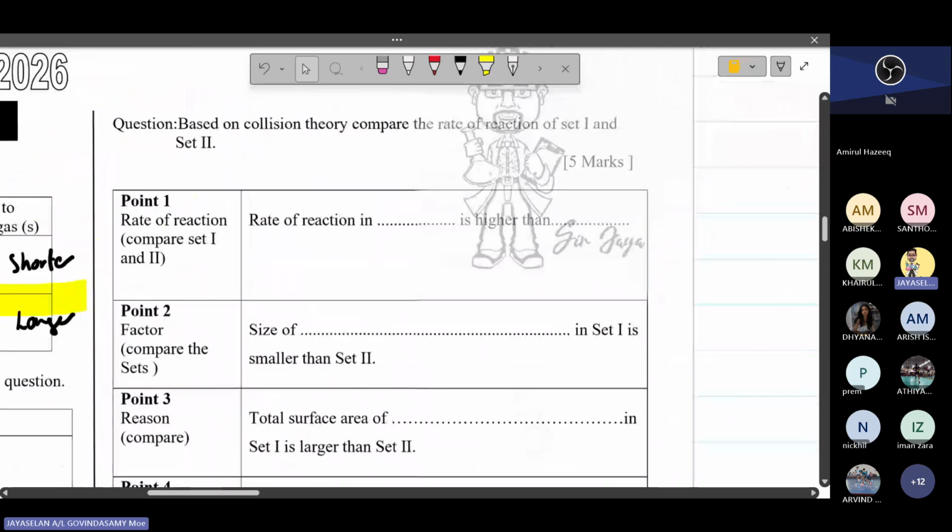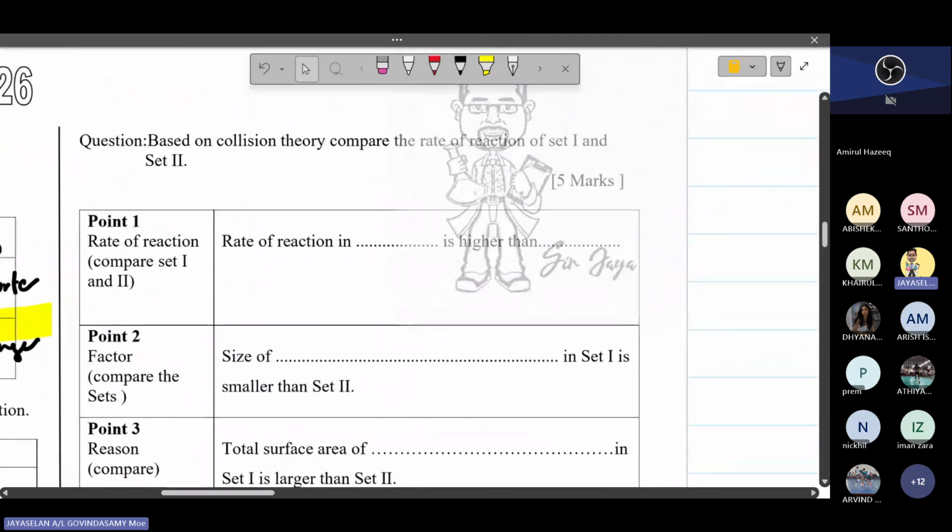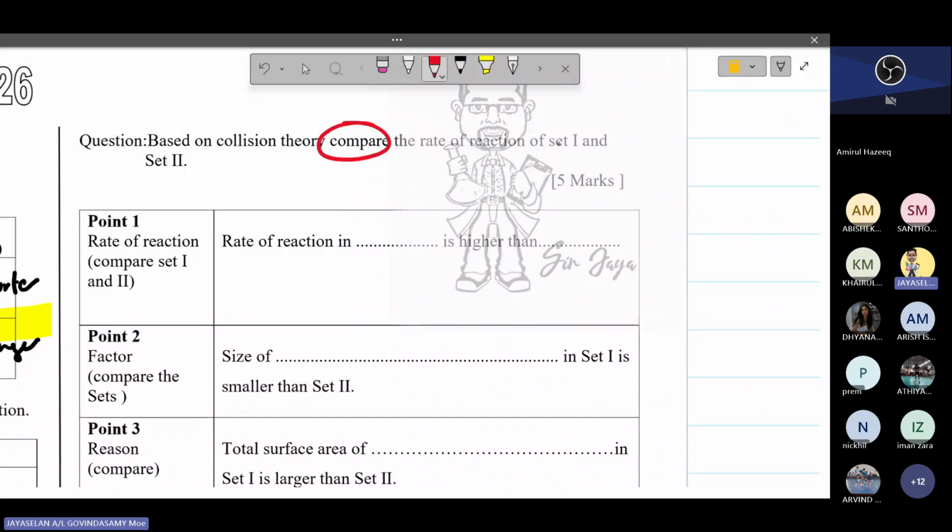Now we go for the essay question. So based on collision theory, compare the rate of reaction. They want us to compare the rate of reaction of set 1 and set 2. So what do you do? How to get 5 points? First point, compare the rate of reaction. So first point, the rate of reaction in set 1, I take the positive result, is higher than set 2. I already score my point 1. Understand? Okay, you all have to write. The rate of reaction in set 1 is higher than set 2.